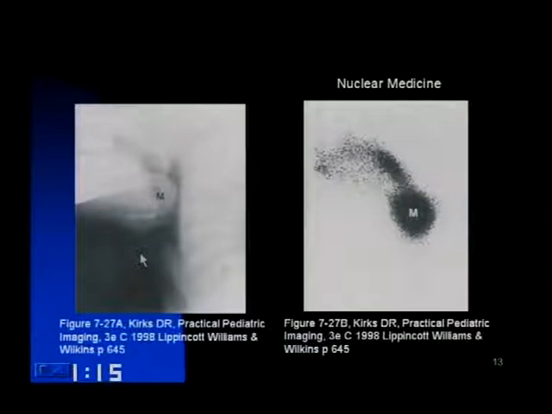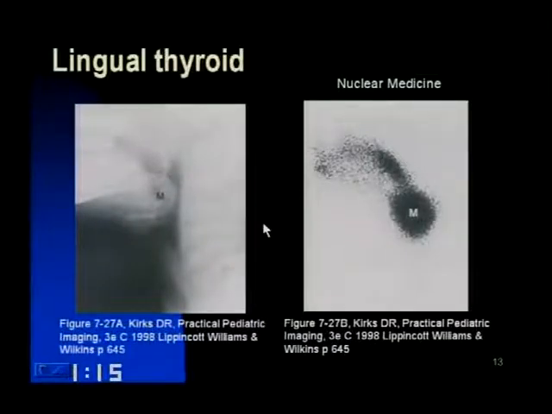Finding on the left marks a mass at the base of the tongue, seen on a nuclear medicine examination. A similar finding. Remember that this structure starts at the base of the tongue, at the foramen cecum, and in most of us descends over time. This is a lingual thyroid, a mass at the base of the tongue. Many of these are non-functional. Some of them are partially functional. A few of them are completely functional. The differential includes a thyroglossal duct cyst and a hemangioma.